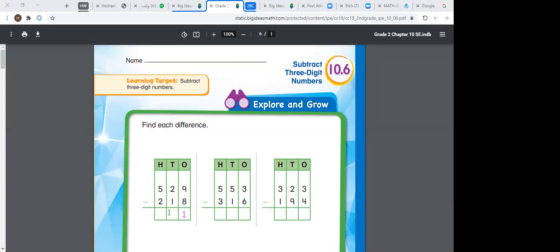Now 2 minus 1. Can be or can't be? Can be, it's no problem. So the answer is 311. That's right. Now 5 minus 2 equals 3. So the answer is 311. Thank you, Zainul Abidin.